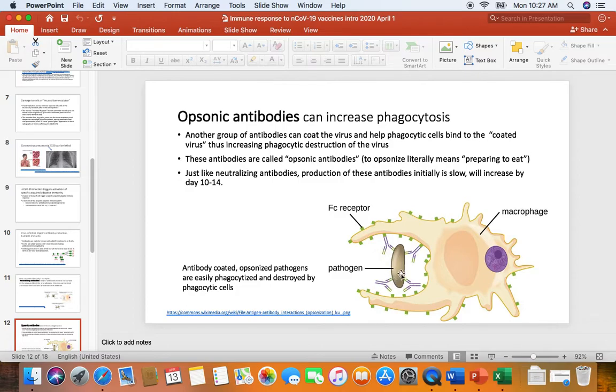So if the antibodies first coat the pathogen, opsonize it, then the phagocyte can bind to the tips of the antibodies by these Fc receptors. And that's going to greatly increase phagocytosis and greatly increase killing of the invading pathogen, right? So this is another way that antibodies could help protect us against viral infections by opsonizing the viral pathogen, increasing phagocytic killing. Then study guide, guys.